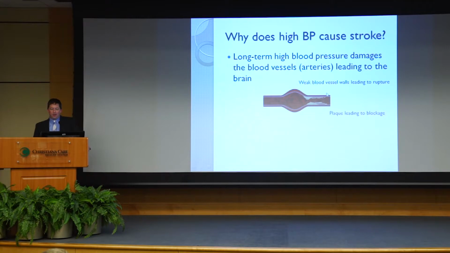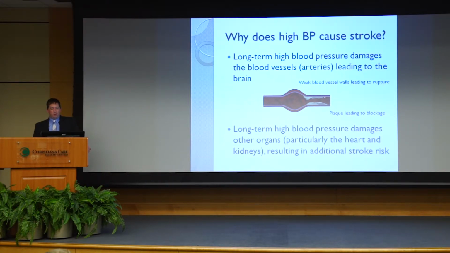The second way of injuring the blood vessel is that over time, plaque can build up inside the walls of the blood vessel. And this plaque will eventually lead to blockage or can directly cause a blood clot. The other thing that could happen is in the long term, high blood pressure can damage other organs that are also very important, particularly the heart and kidneys. And so damage to the heart can then predispose to stroke that happens because of blood clots forming in the heart.